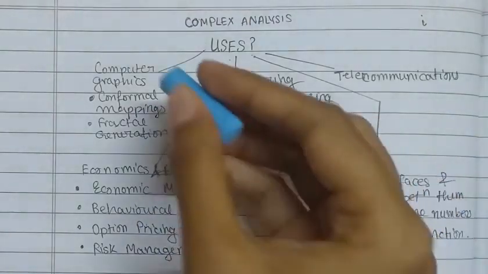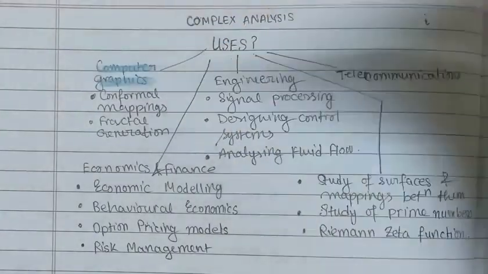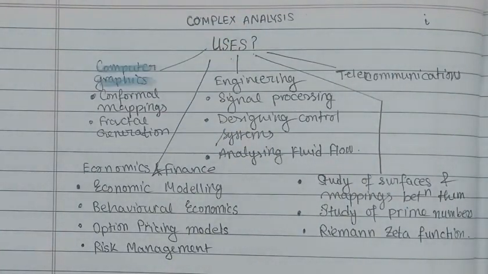So like in computer graphics, you use conformal mappings. Conformal mapping is basically mapping a complex number, right? We'll talk about that later. And then fractal generation, all of that we use.